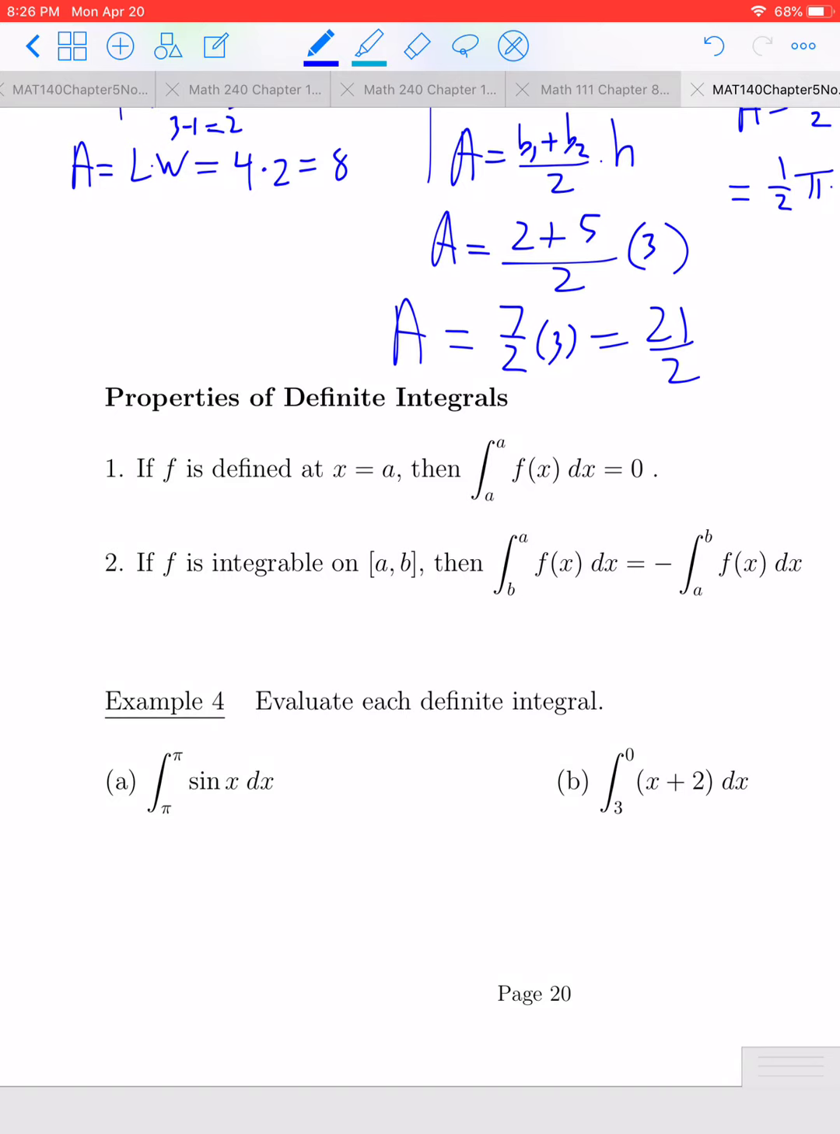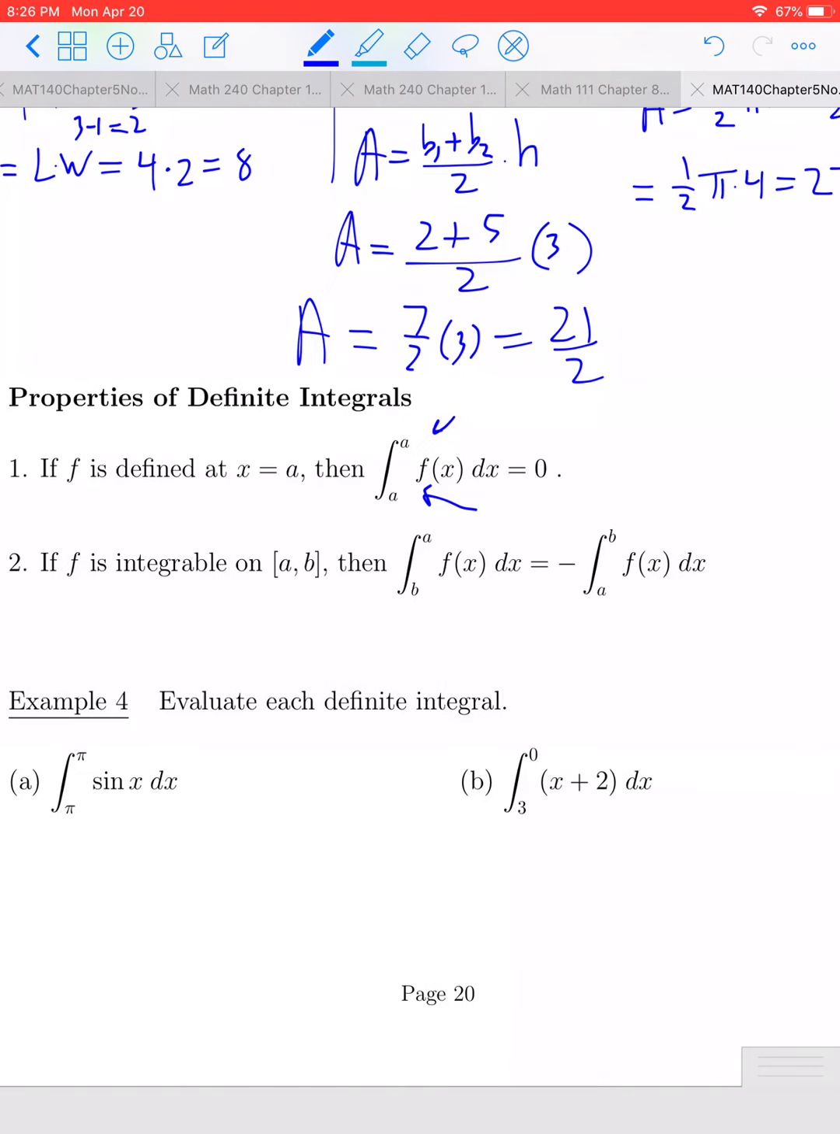Some of the properties of definite integrals. If f is defined at x equals a, then if the limits of integration go from a to a, then that definite integral will have the value of 0. So anytime the upper limit and the lower limit of the definite integral are equal to each other, and the function is defined there, then the definite integral has the value 0. Also, we're able to switch the order from the upper limit to the lower limit by changing the sign of the definite integral.